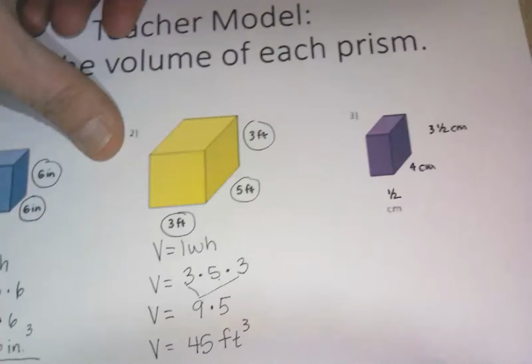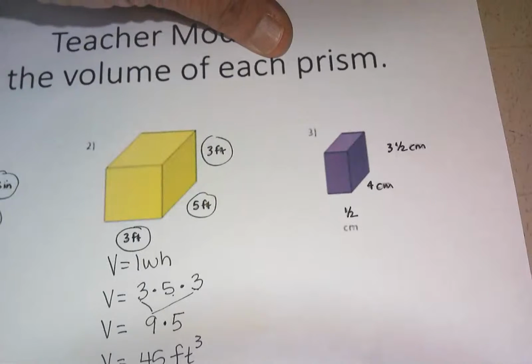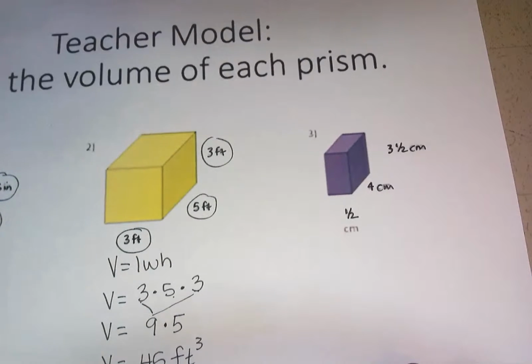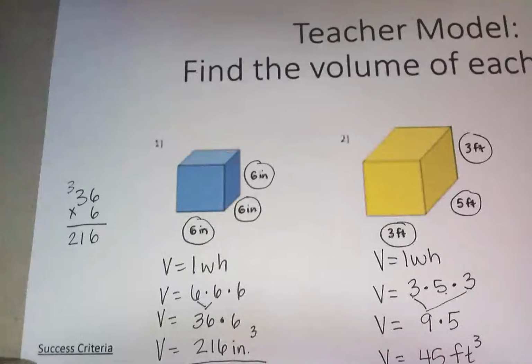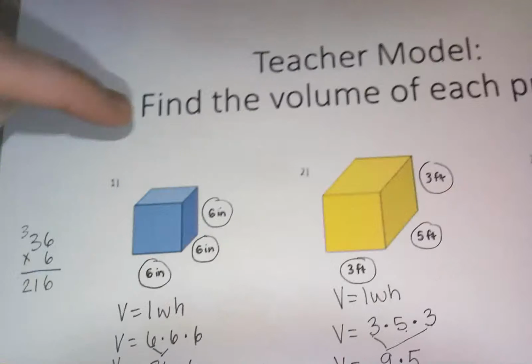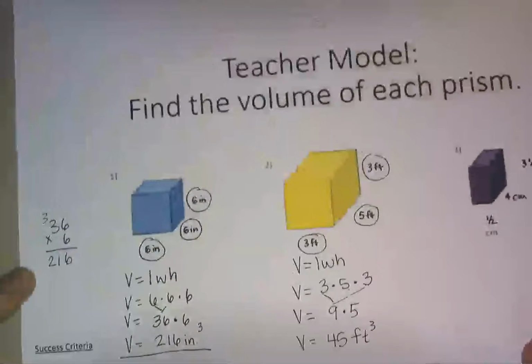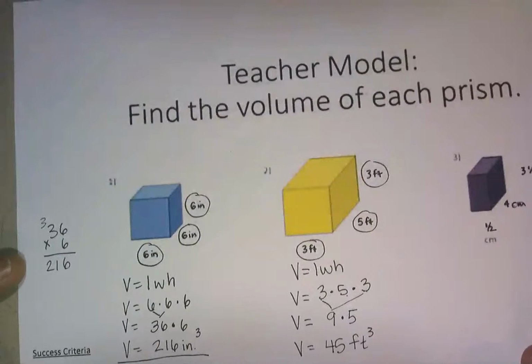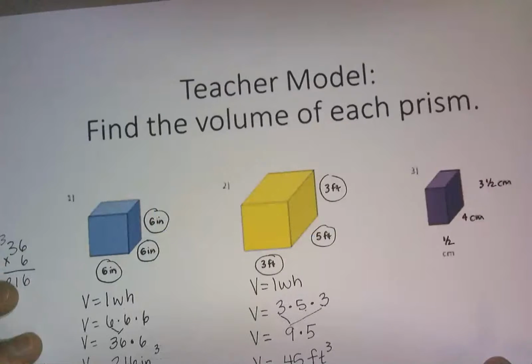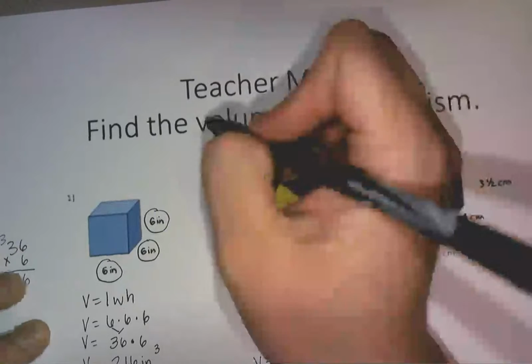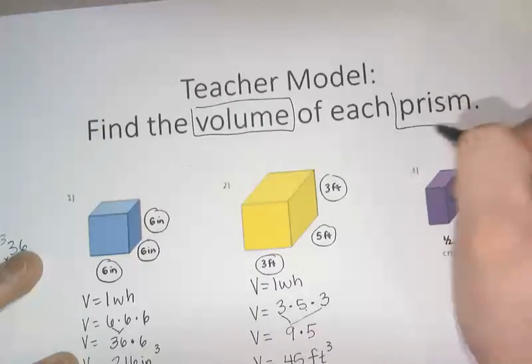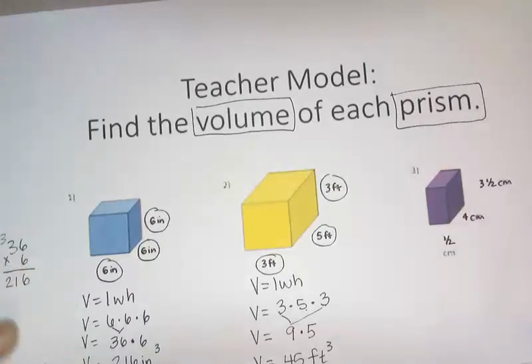Okay, and for our last problem here. Let's see. Let me go check my success criteria. Make sure I'm doing everything I'm supposed to be doing. I read the question. Find the volume of each prism. Let me move this up a little bit. Okay, let's see. I need to box in my math vocabulary. So good thing I went back to my success criteria. Volume and prism is a math word. So I need to make sure that I'm doing everything I need to do to make sure my answers are correct.